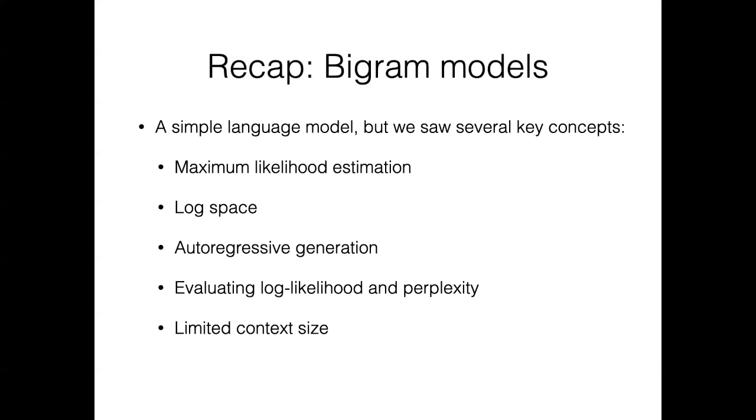This was a very simple language model, but I'd argue that we actually saw several very important concepts. We saw the idea of maximum likelihood estimation, which is the objective that we'll use for training the language model. We saw operating in log space. We saw autoregressive generation and evaluation. And someone gave a great answer, which is a really important limitation of these models: they have a limited context size of just one token.